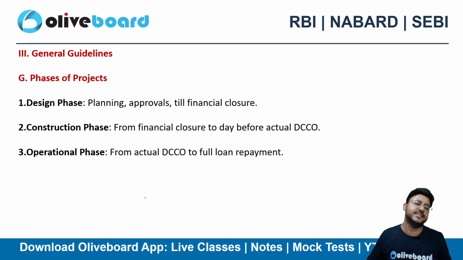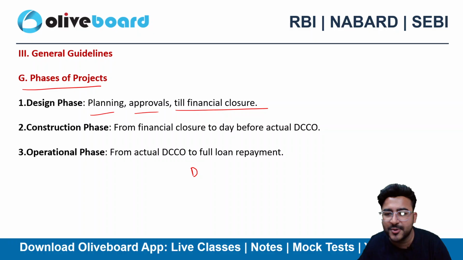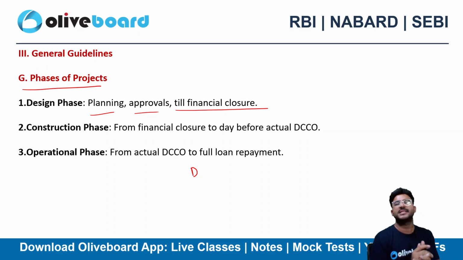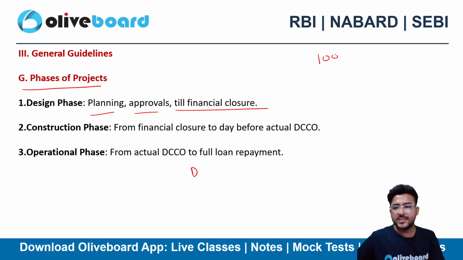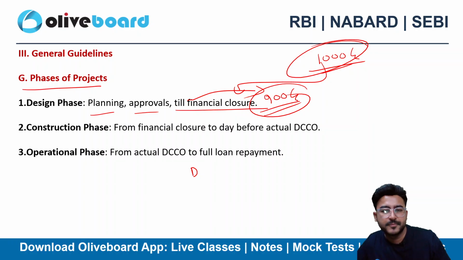Now there are 3 phases of any project. First is the design phase. There will be planning, approval till the financial closure, right? As of now I haven't achieved it. What is financial closure? अभी तक 90% कैपिटल स्ट्रक्चर नहीं आया. 1000 करोड़ I was needing. I need 1000 crore. However, in order to achieve financial closure, I need 900 crore, at least 90% of the required cost of the planned cost.